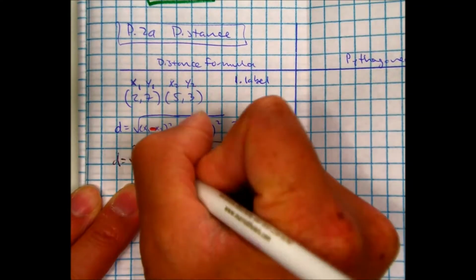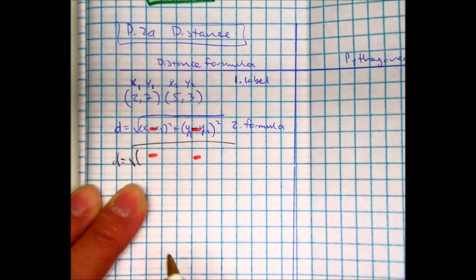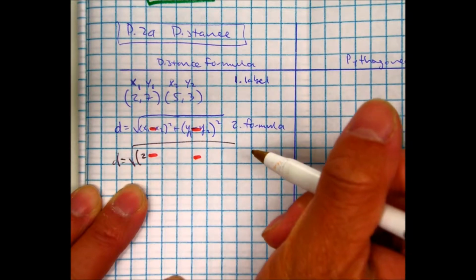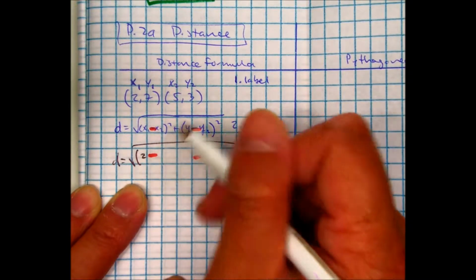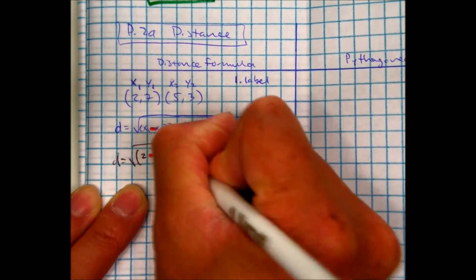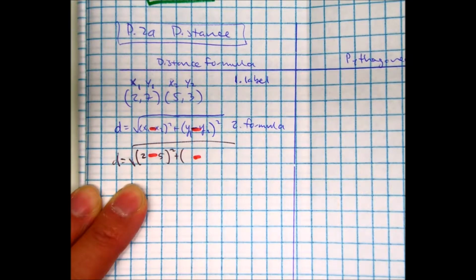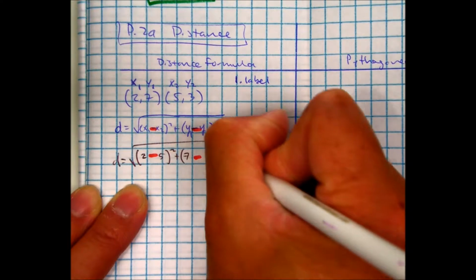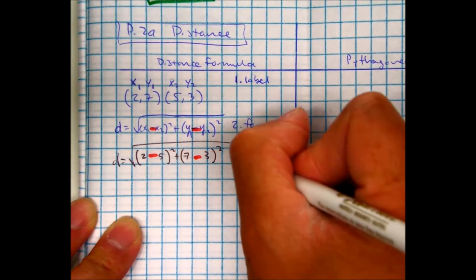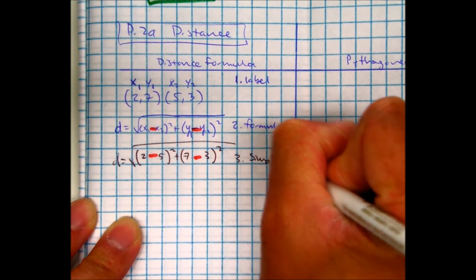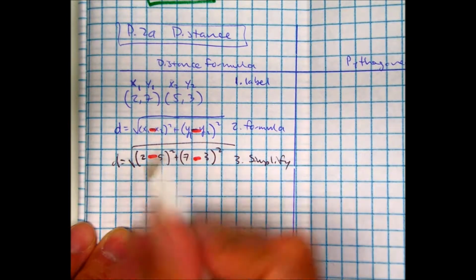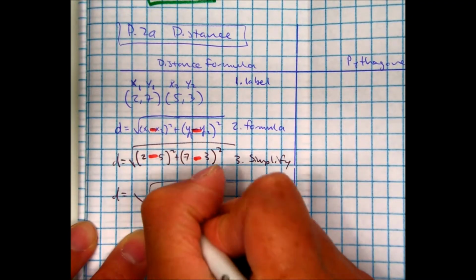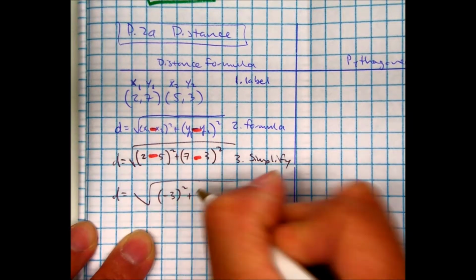Let's go through. Class, our x1 value is 2, x2 value is 5, squared, plus your y1 value and your y2 value. Oh, how nice, I didn't give you any negatives. And then we're going to simplify. Let's simplify that using order of operations. 2 minus 5. 7 minus 3.